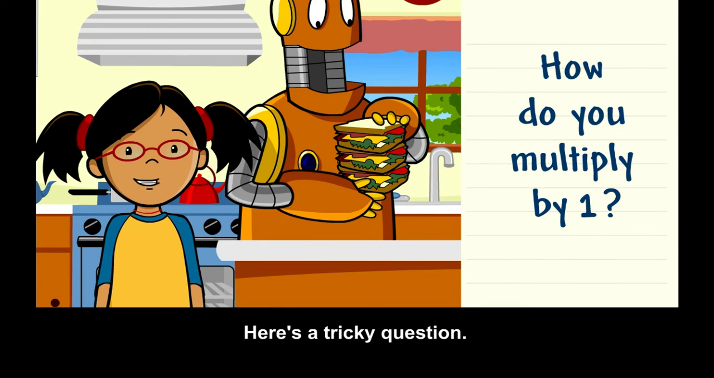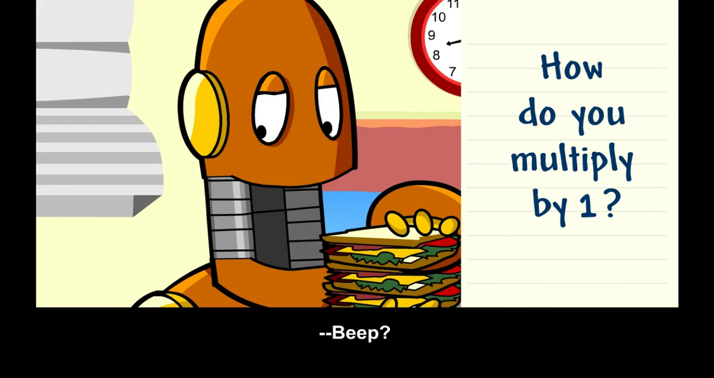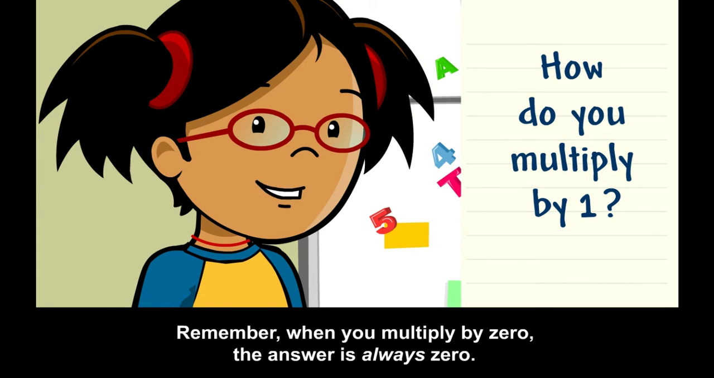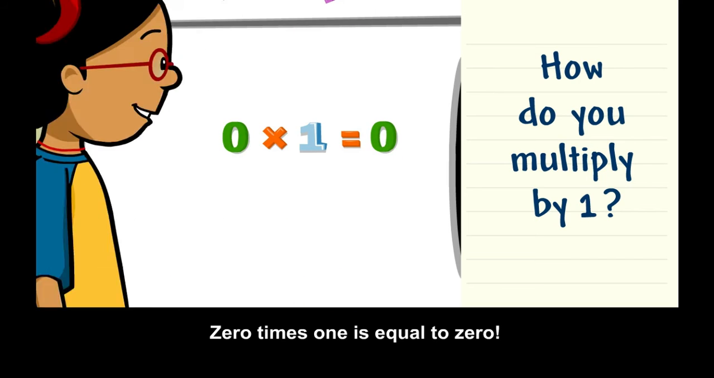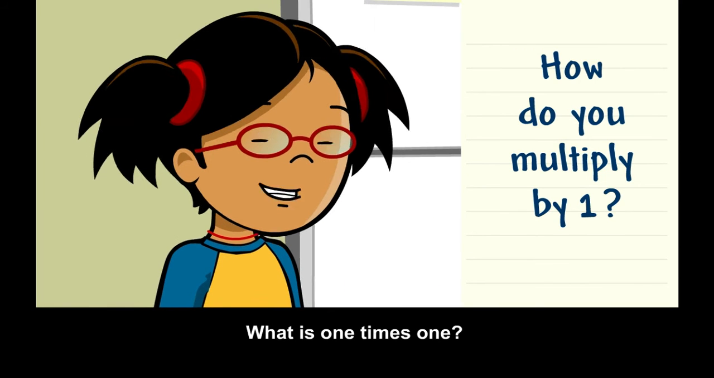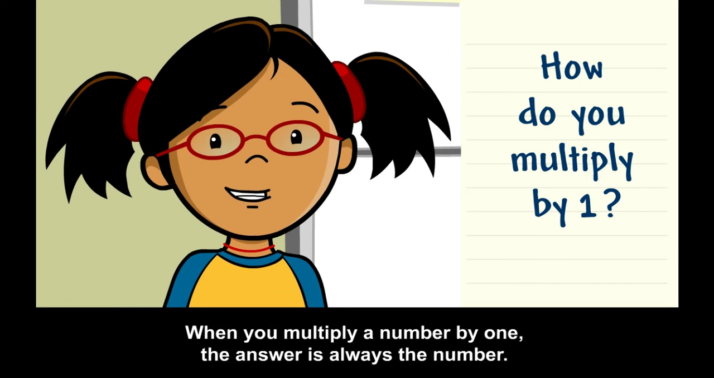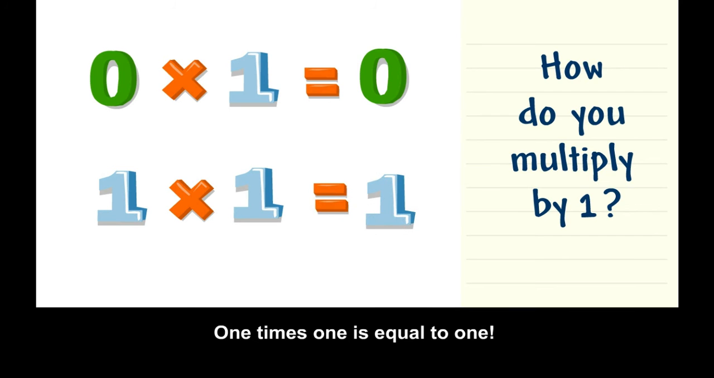Here's a tricky question. What is 0 times 1? Remember, when you multiply by 0, the answer is always 0. 0 times 1 is equal to 0. What is 1 times 1? When you multiply a number by 1, the answer is always the number. 1 times 1 is equal to 1.